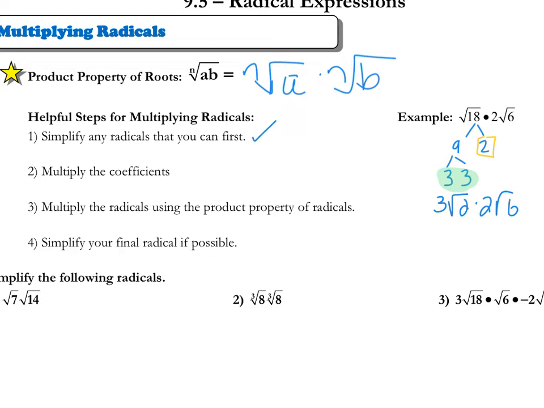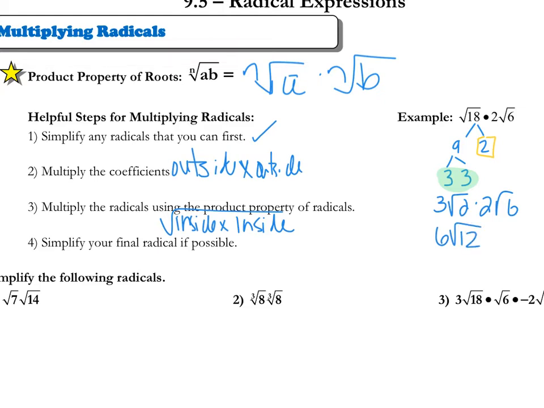So another way to think of this is multiply outside times outside. And then multiply inside times inside. So when we do that, we get 6 root 12.